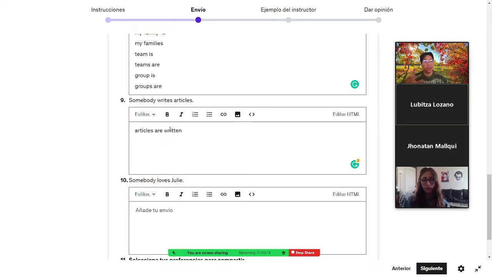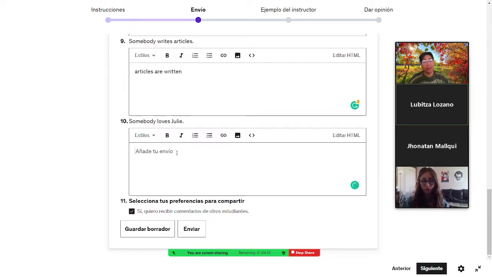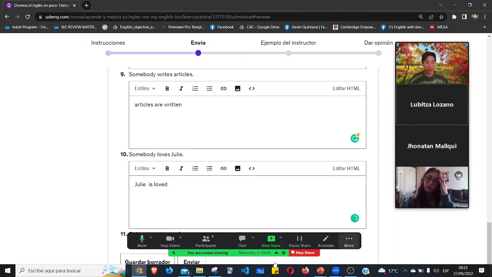And remember, of course, this is a common misconception. A common misconception is a wrong idea, because people say "writing" and pronounce the W. In English, we never pronounce the W in this word. We say "re", not "wre". Ra, re, ro, ru. Reading. Articles are written. And last but not least, we have: somebody loves Julie. Julie is loved. Amazing. So we're done with the first activity.